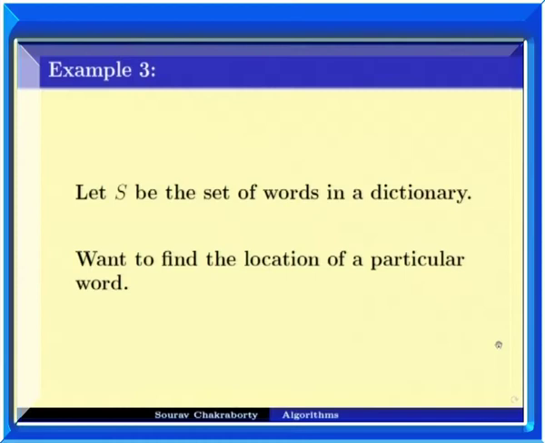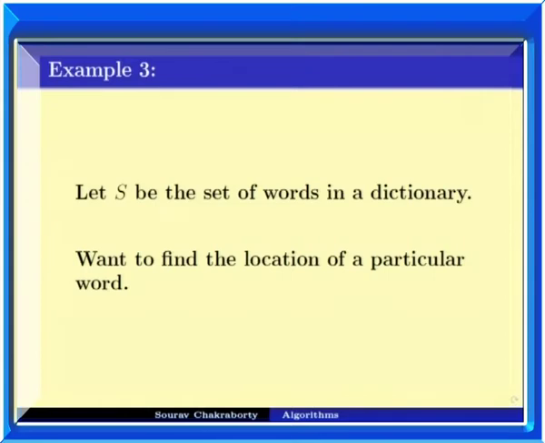The third thing is, we have a set of words in a dictionary. You can think of this dictionary as either a book dictionary that we have at home, or the dictionary that is stored in the computer in an electronic format, and we want to find the location of a particular word. Here we do not want to check whether a particular word exists or not, but actually the location of that word in the dictionary. How do we do it?